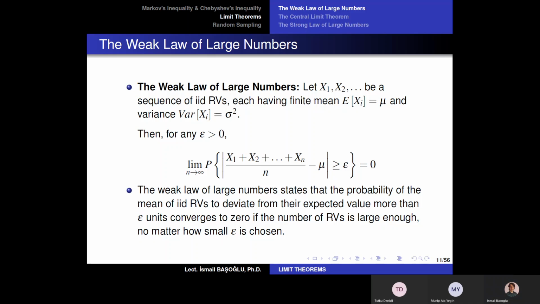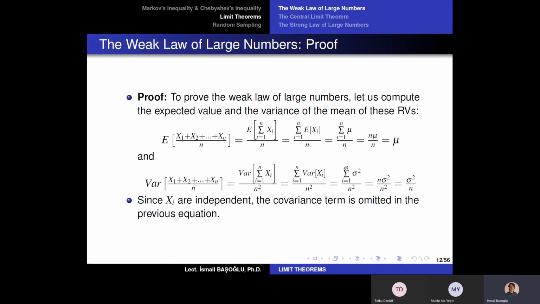Sorry. And basically, the strong law of large numbers will tell you that average is going to converge to the expected value of these random variables. Now, let's prove the weak law of large numbers.